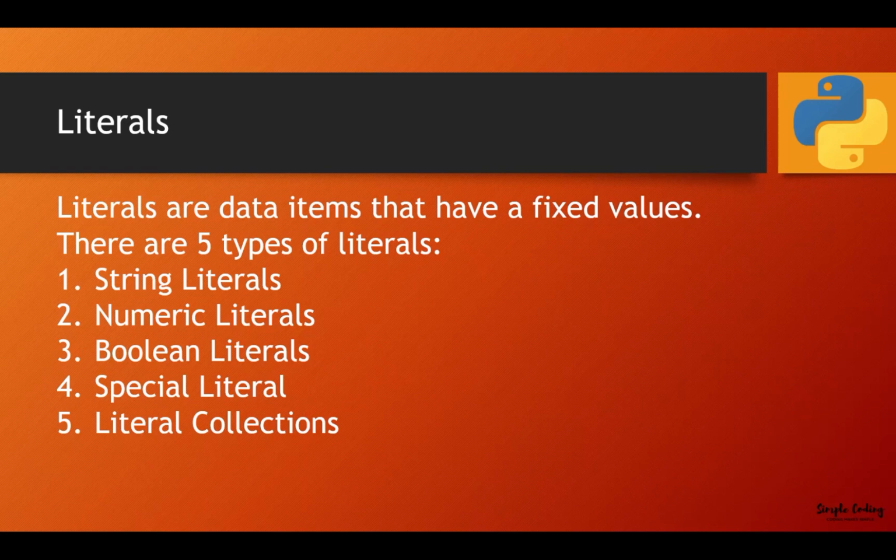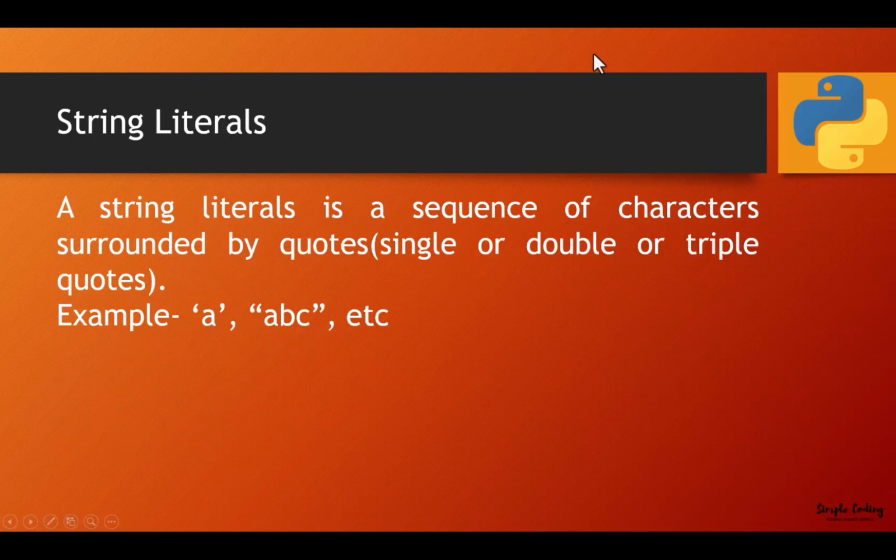Next, literals. Literals are data items that have fixed values. There are 5 types of literals. Number 1 is string. Number 2 is numeric. Number 3 is boolean. Number 4 is special. Number 5 is literal collections. Next, string literals. It is a sequence of characters surrounded by quotes. It can be a single quote, double quote, or triple quote.